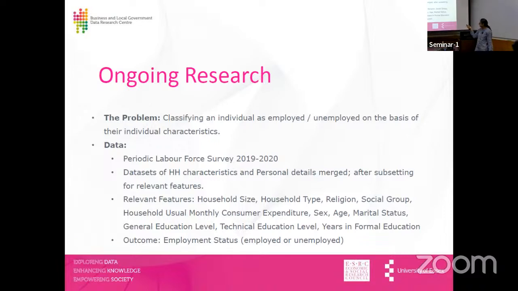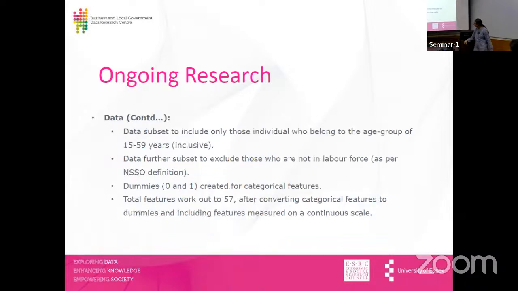So, yeah, household type is a categorical variable. So I converted those into dummies, each category 0 and 1. Okay, you know what is a dummy variable, so no need to explain. But dummies are created for categorical variables. And then the total features now work out to 57. Features, the independent variables or the predictors or whatever you can say. They work out to 57, including the features which are measured on a continuous scale like age.